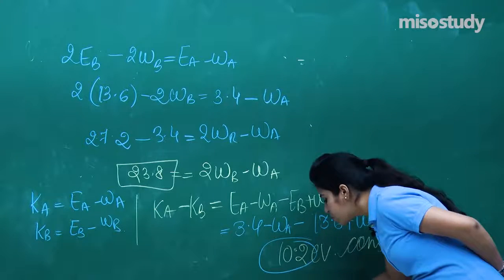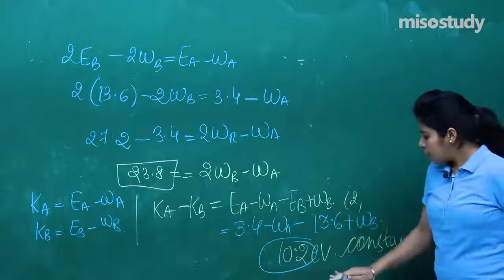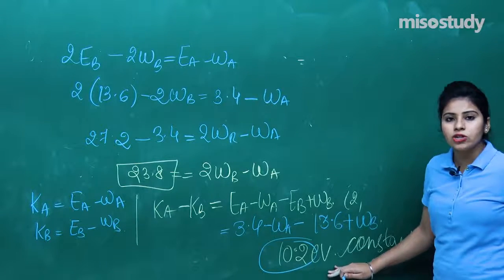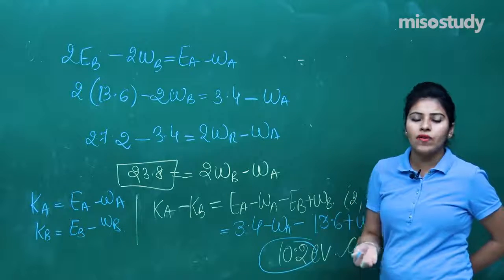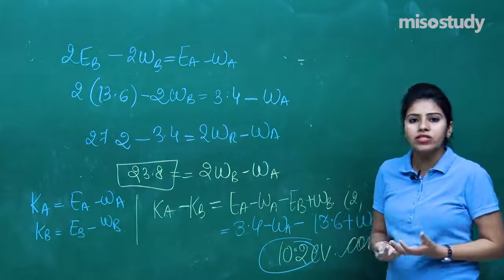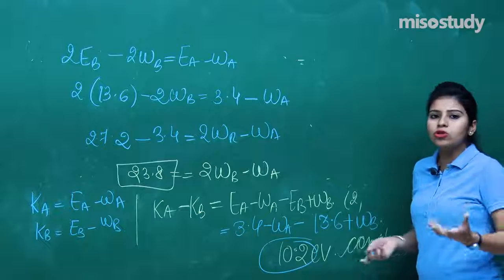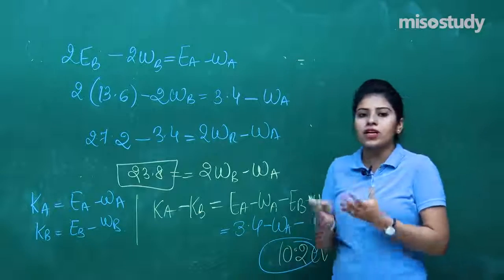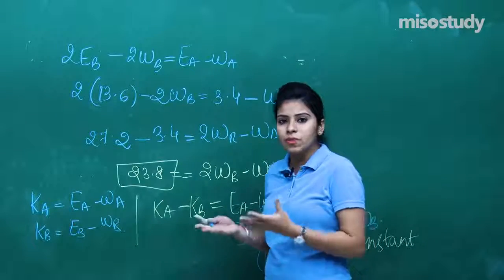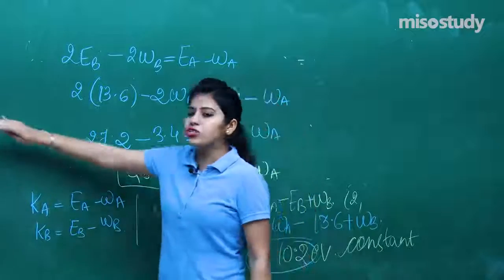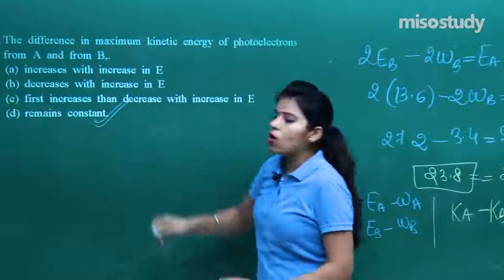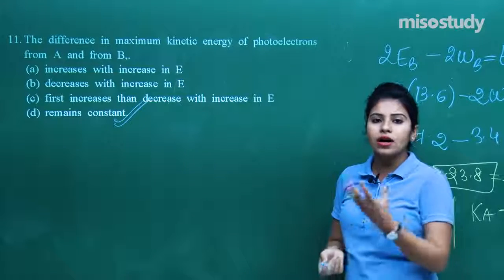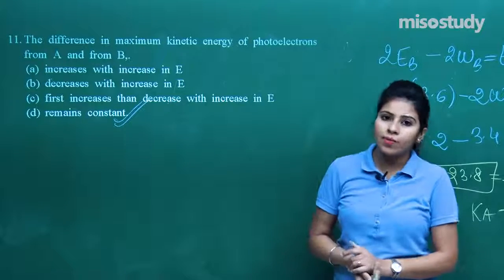So what you can observe from here is that you are having no relation of difference of kinetic energy with increase or decrease of energy. You are having a constant value with you, and so you do not have to bother about whether there will be increase or whether it will be decreasing. You are just going to take over this, that it will remain constant. If you are going to find the difference, it will remain constant.